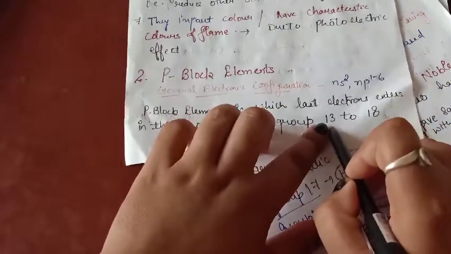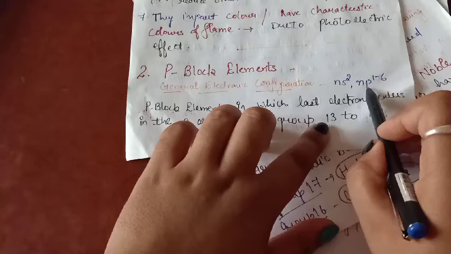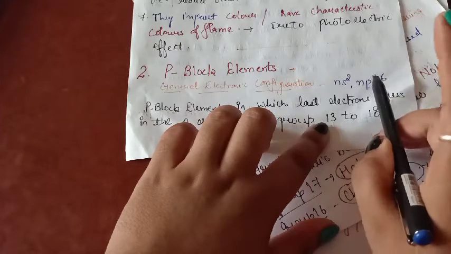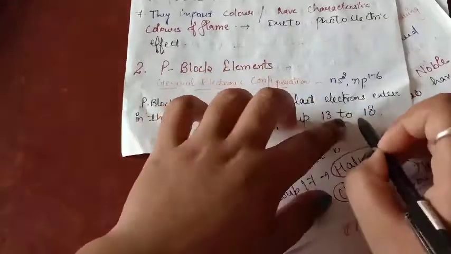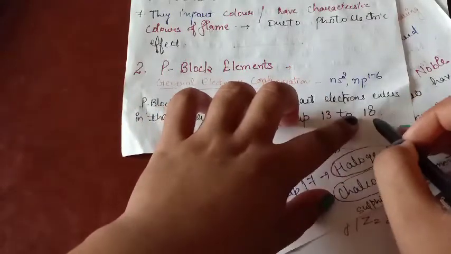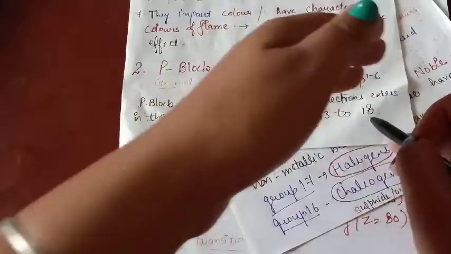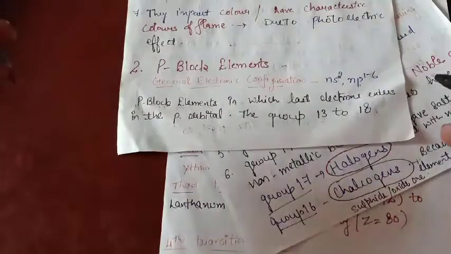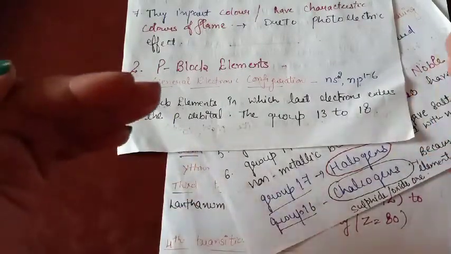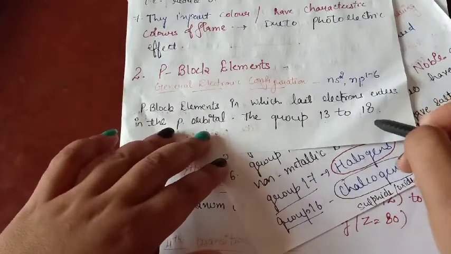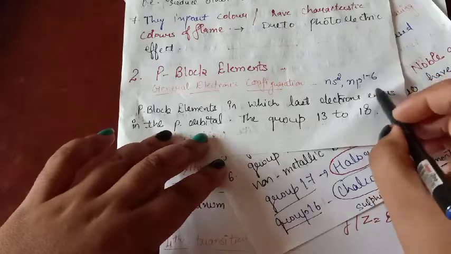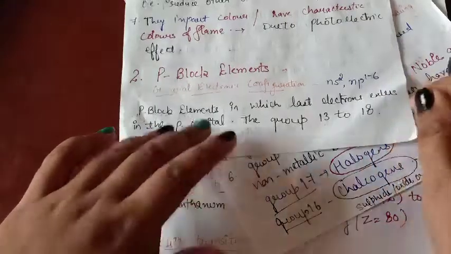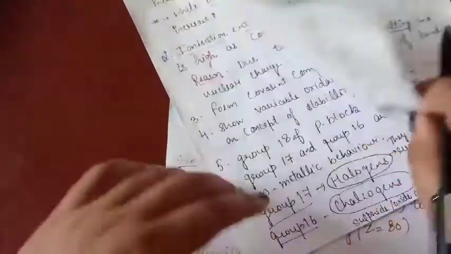When I start with group 13, suppose, then how many electrons would be there? p1, and p1 for the whole group. Group 14, p2. Group 15, p3. Next group 16, p4. Next will be group 17, p5. And for the last, group 18, which we call noble gas, it will be np6, and p will be fully filled in case of this one. Now we will start with the characteristics of the p block.